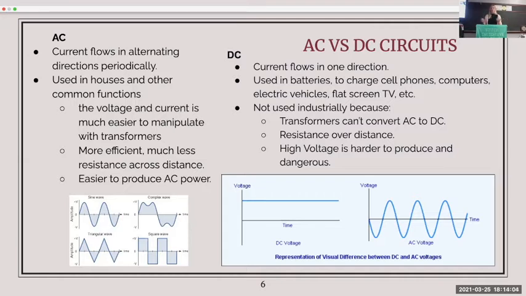It's hard to produce high voltage and carry it across long distances. It's also not as safe. Those are kind of the mathematical graphs of it. So you can see this is a sine wave. That's generally how we think of AC current, and then that's DC current. But AC current also comes in those different graphs over there.